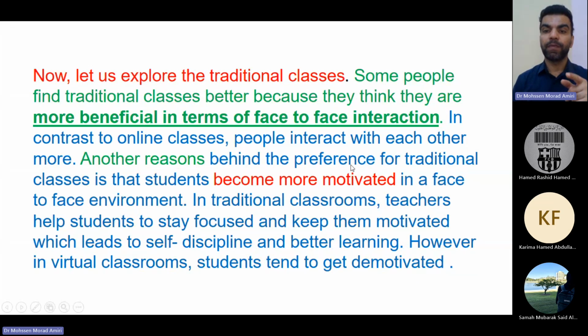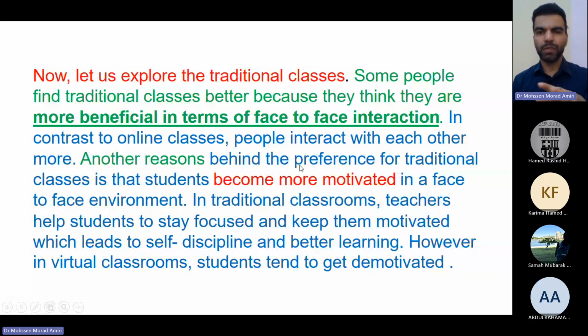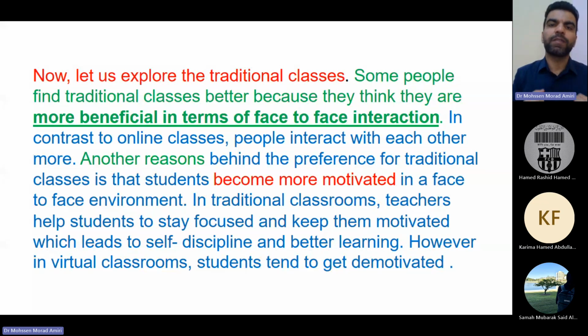Another reason is that, you know, you don't need to write it like this. In traditional classes, for example, you can say students are more motivated. Listen to me, guys, don't read there. Another reason for traditional classes or another benefit in traditional classes is that students are more motivated. Meaning they have more motivation.